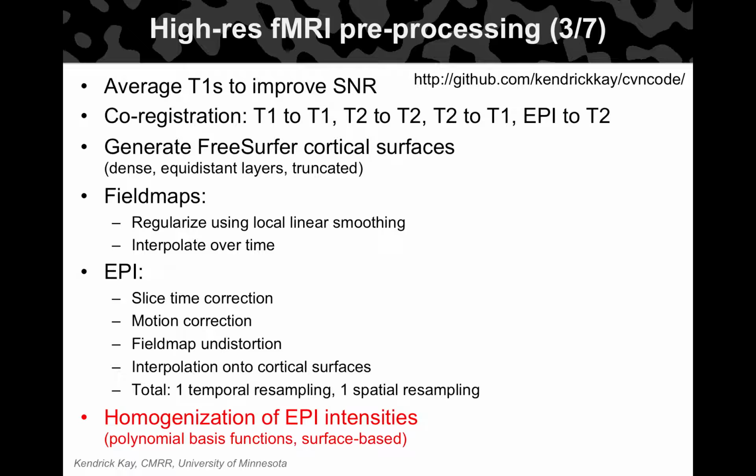There's also some post-hoc homogenization of the EPI data having to do with the RF coil biases that is very typical depending on the coil that you're using. Okay, so that's just a broad overview. Of course, there are a lot of details of how to do this and so forth.